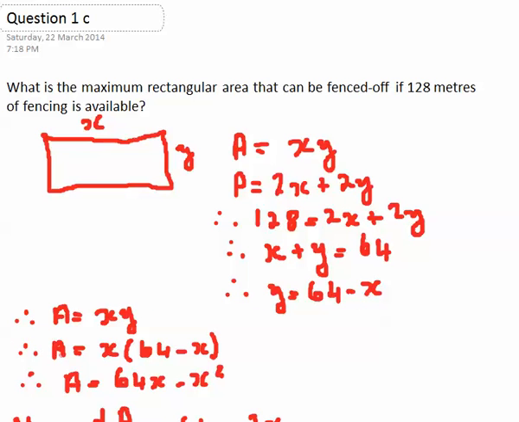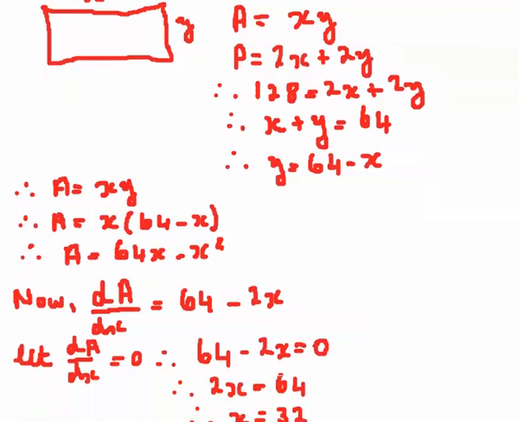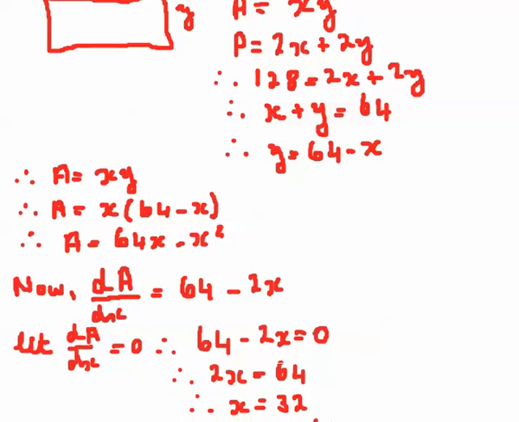And here we go. So area equals x times (64 minus x). And expanding that out, we get the area equals 64x minus x squared. Okay, now what we need to do is find the derivative of that and let the derivative equal 0. So dA/dx is equal to 64 minus 2x, isn't it? And so if we let that equal 0, we discover that 64 minus 2x equals 0, so 2x equals 64. I'm just adding 2x to both sides and reversing the order.